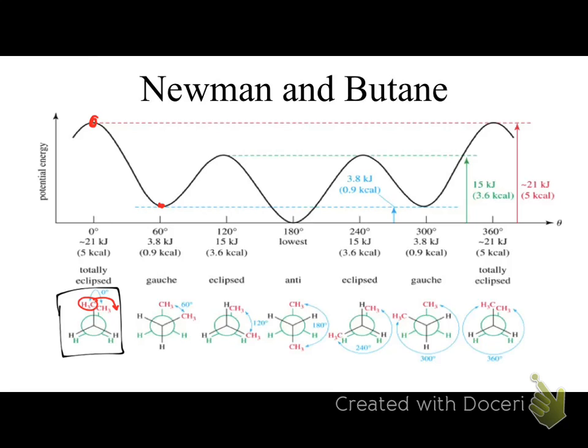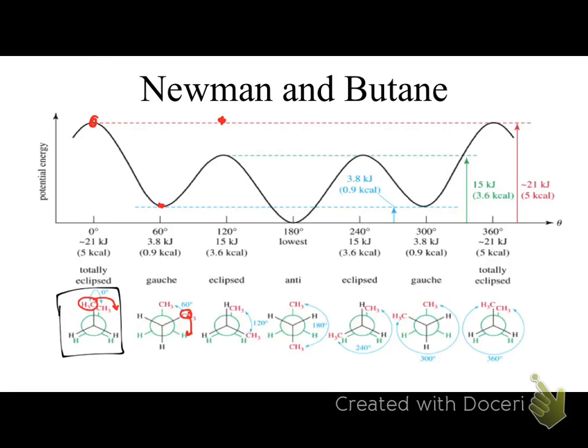Okay? At this point, we don't know anything else, so we could just continue with what we've got, and we can rotate that one further. When we rotate it one further, we end up at another eclipsed conformation. So again, the energy needs to spike.